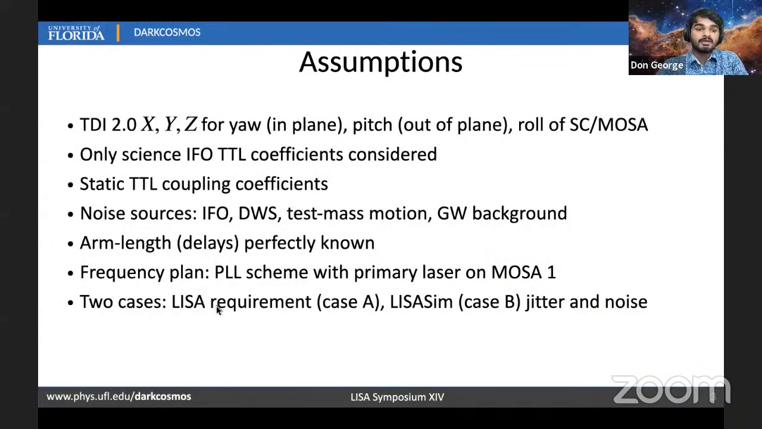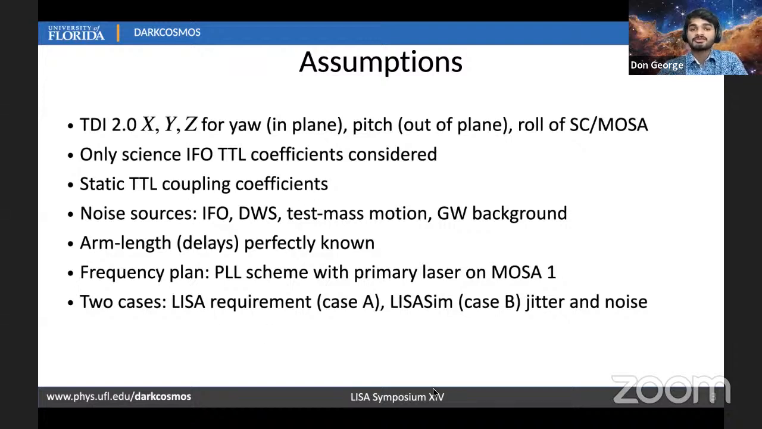So some assumptions that we make: we start with TDI 2.0. We're using the simple Michelson interferometers X, Y, and Z for in-plane and out-of-plane and roll degrees of freedom for the spacecraft and MOSA jitter. And because of the magnification in the science interferometer, we're mainly only concerned with the science interferometer tilt-to-length coefficients. And for simplicity, although these tilt-to-length coefficients can change over a wide period of time, for the time periods that we're interested in, we're going to assume that these coefficients are static.